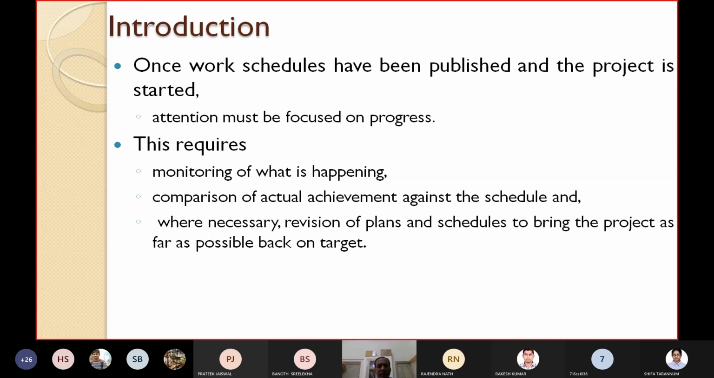You have to compare the actual achievement against what you have planned and scheduled, and wherever necessary, you have to revise the plans and the schedules to bring the project as far as possible back on target, because you are observing that the project is getting delayed. So you have to take remedial actions and revise the plans and schedules in order to meet the target.